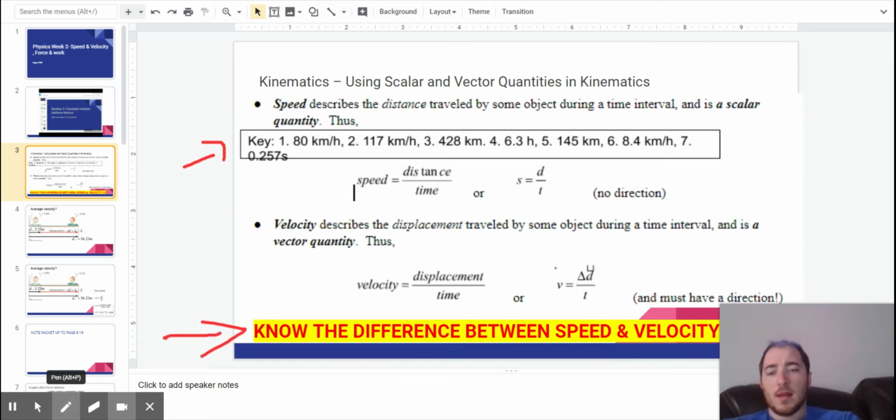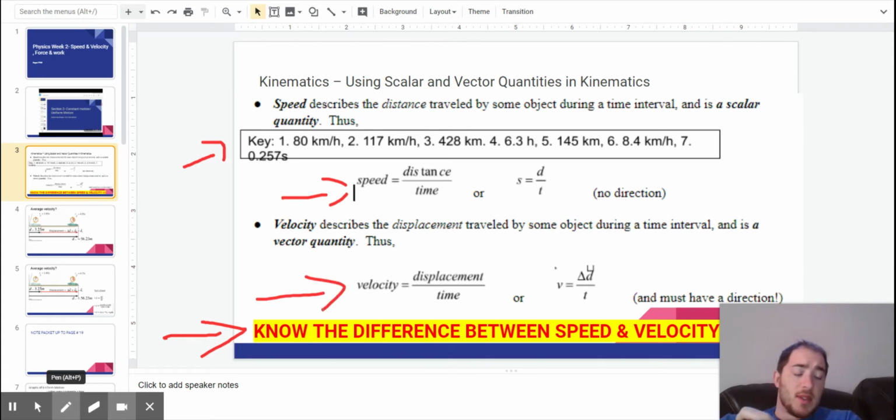So the big thing in the new content is to know the difference between speed and velocity. The difference between speed and velocity is whether you're calculating a vector quantity or a scalar quantity. In other words, it has direction or it doesn't have direction or magnitude. Speed is distance over time, and velocity is displacement over time.